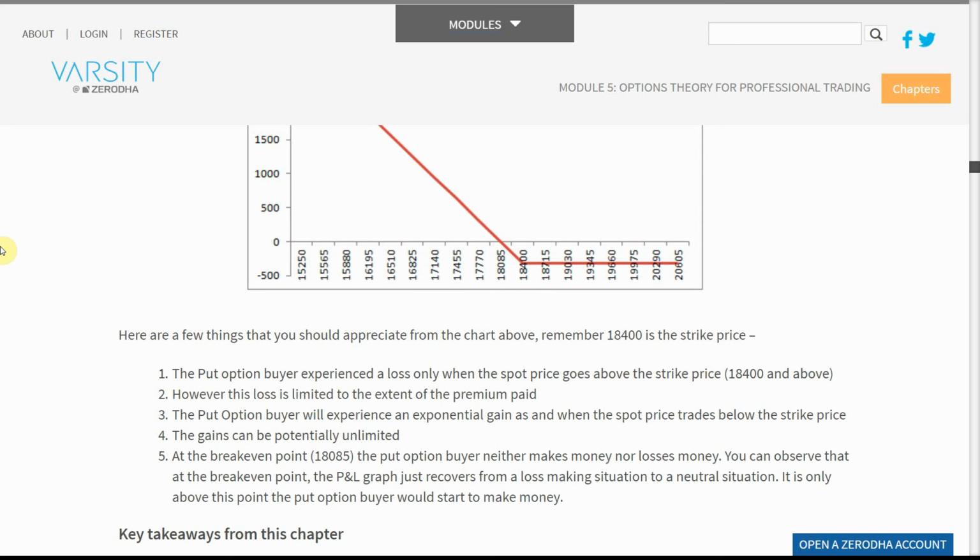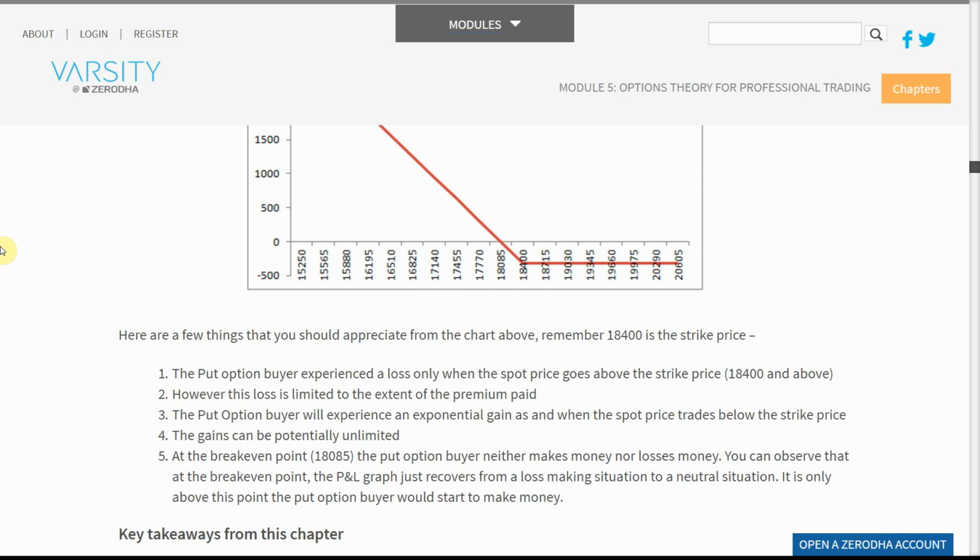The put option buyer experiences a loss only when the spot price goes above the strike price, 18,400 and above. However, this loss is limited to the extent of the premium paid. The put option buyer will experience an exponential gain as and when the spot price trades below the strike price. The gains can be potentially unlimited. At the break-even point, 18,085, the put option buyer neither makes money nor loses money. You can observe that at the break-even point, the P&L graph just recovers from a loss-making situation to a neutral situation. It is only below this point the put option buyer would start to make money.